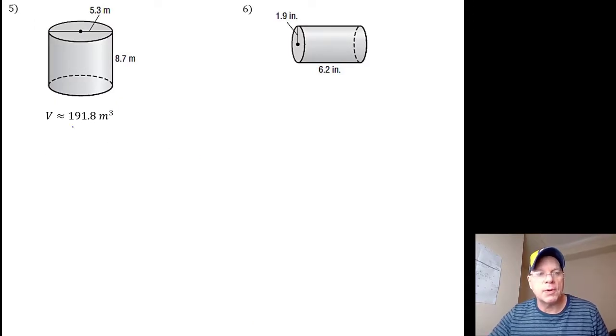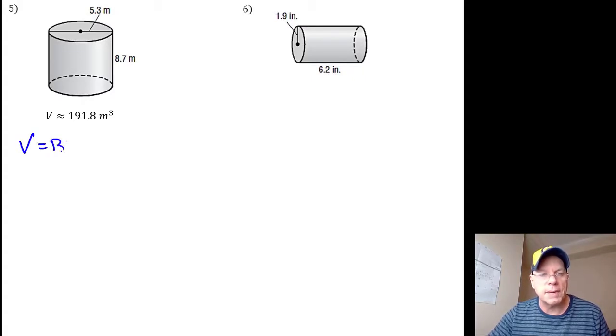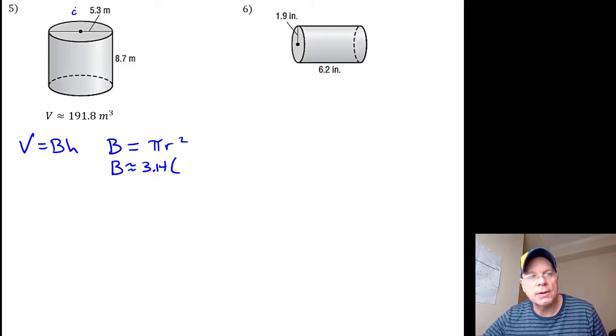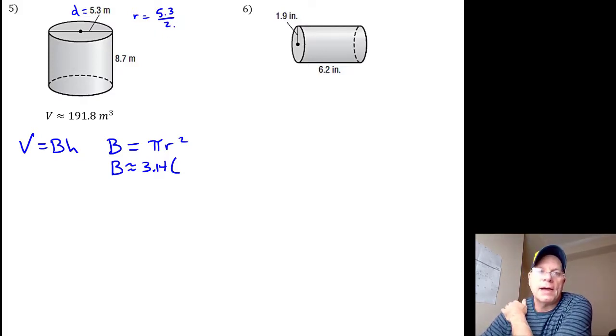Number 5, we said the volume is approximately 191 8/10 meters cubed. The volume formula is area of the base multiplied by the height. Area of the base, since it's a circle, will be pi r squared. So the area of the base is approximately 3.14 multiplied by, I don't know, because this is a diameter. It's going all the way across. So the radius will be 5.3 divided by 2. A half of 5 is 2.5. Half of 3/10 or half of 30, think of it this way. Half of 30 hundredths is 15 hundredths. So if you add 15 hundredths to 2.5, you get 2.65 for your radius.